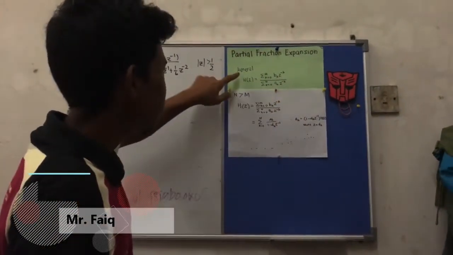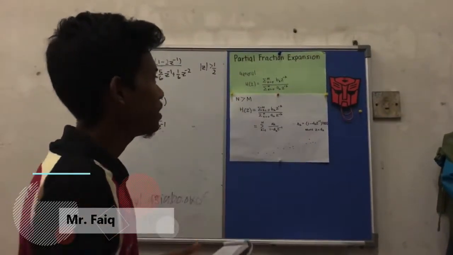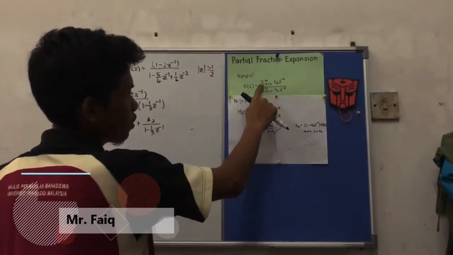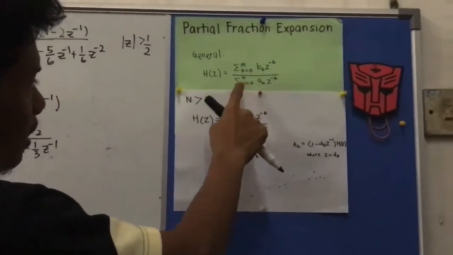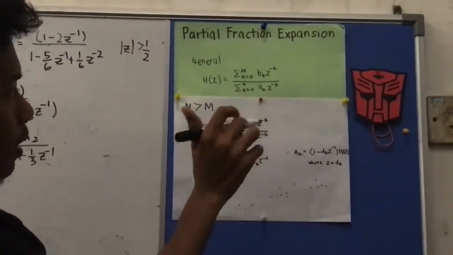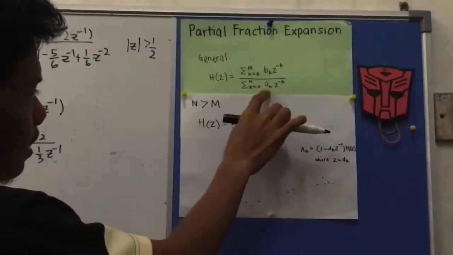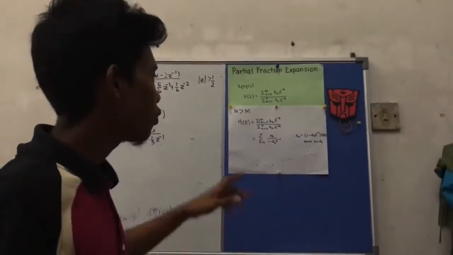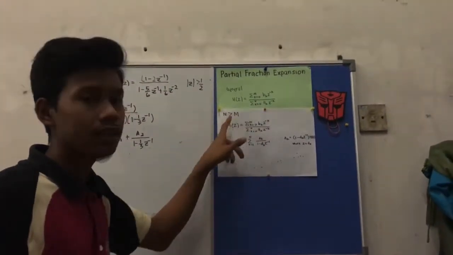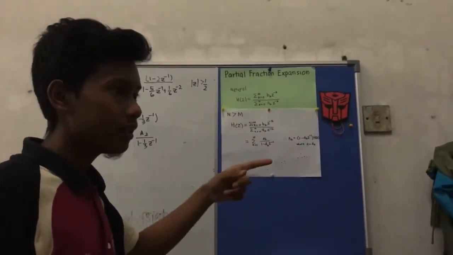So for the general equation for H(z), the equation is the summation of k equal to 0 to M of b_k z^(-k), divided by the summation of k equal to 0 to N of a_k z^(-k). So I'm going to teach the case where N, the denominator, is bigger than M, and another case where M is bigger than N.